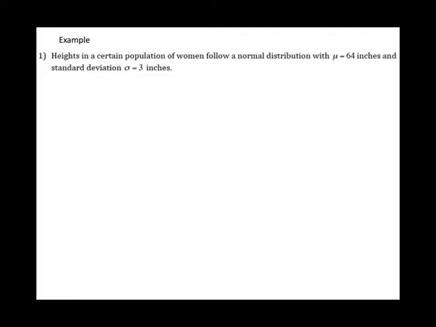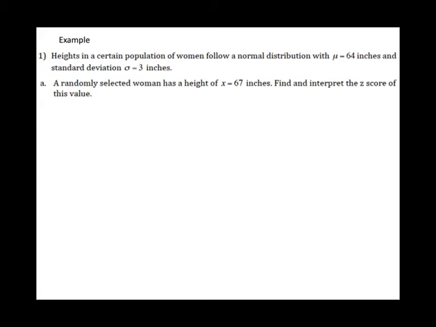Okay, example. Height in a certain population of women follows a normal distribution with population mean equal to 64 inches and standard deviation equal to 3 inches. A randomly selected woman has a height of x equal to 67 inches. Find and interpret the z-score of this value.